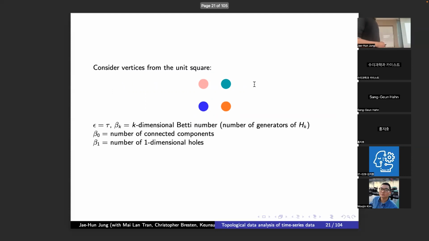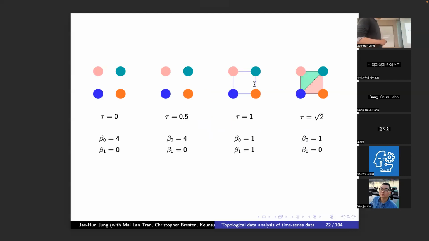Then you just use the filtration. So for example, epsilon is the free parameter. If epsilon equals 0, out of this we try to find beta 0, the number of connected components, and beta 1, the number of one-dimensional holes, and so on. For example, at tau equals 0, all the distances should be less than tau, but in this case it's not possible. Then you cannot connect any points.